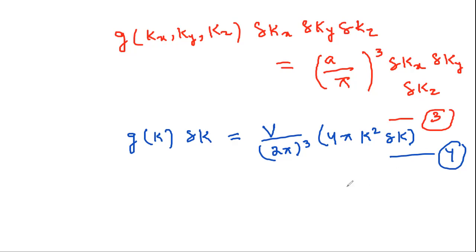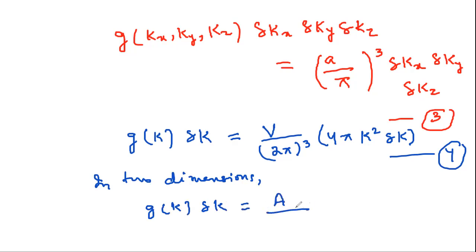In two dimensions, that is, if a gas particle is confined in a sheet of area A, then the density of states in K is given by G of K delta K is equal to A by 2 pi square times 2 pi K delta K. This is my equation 5.